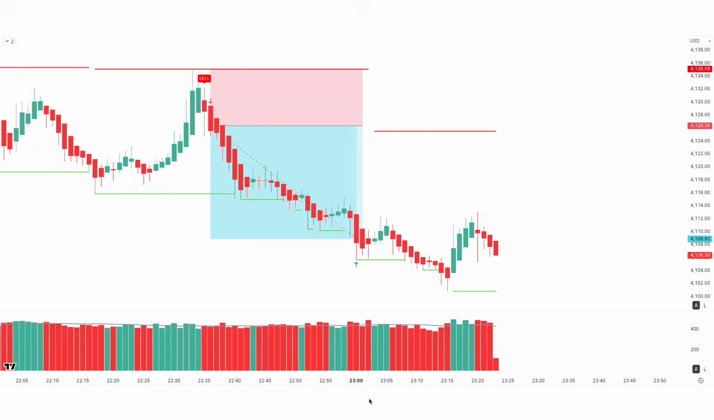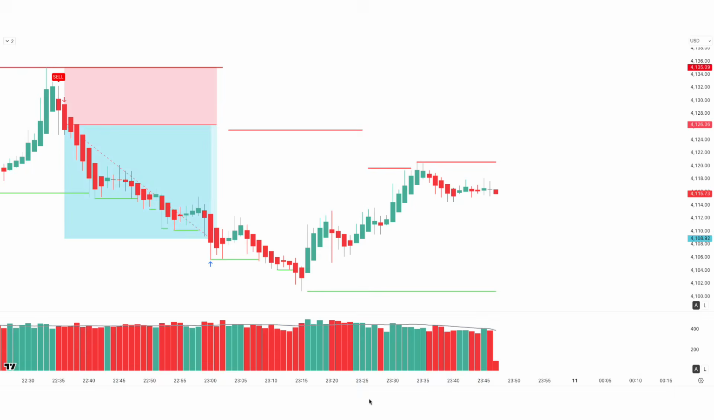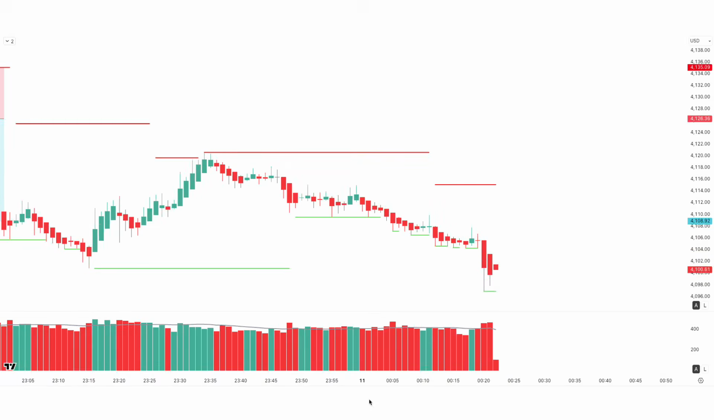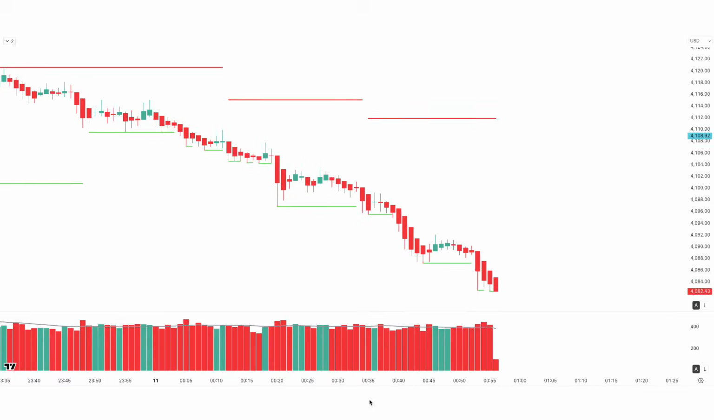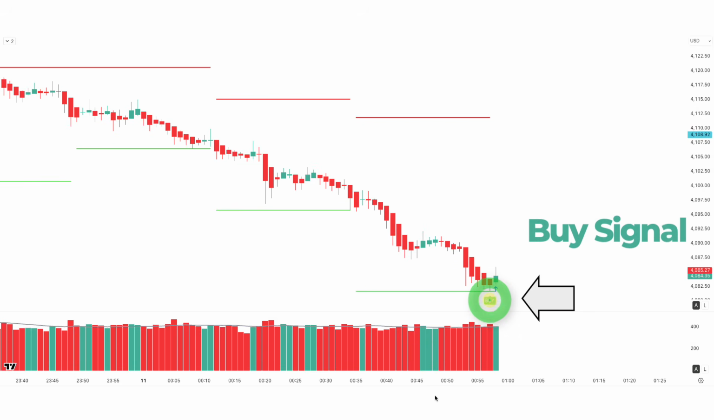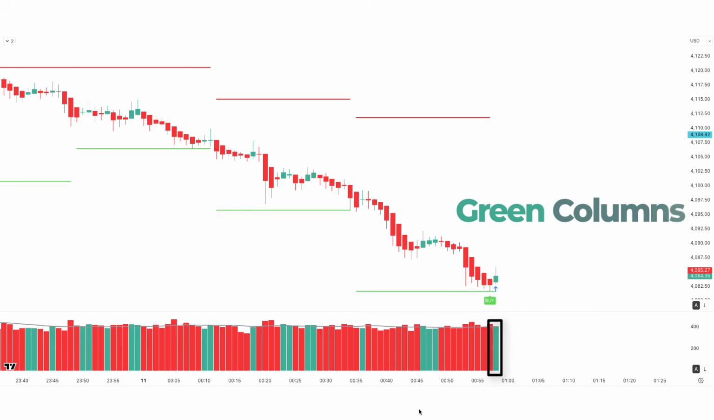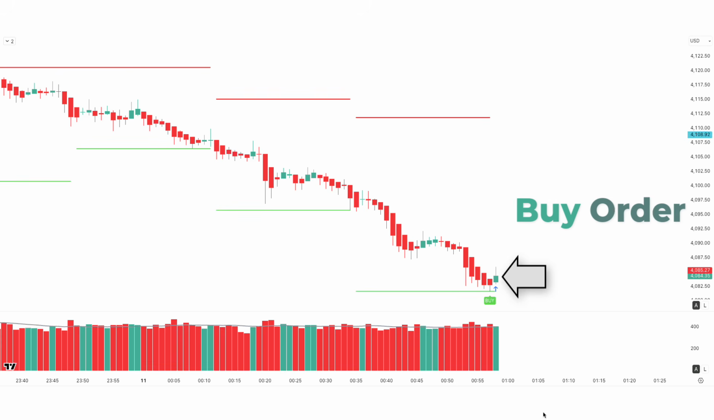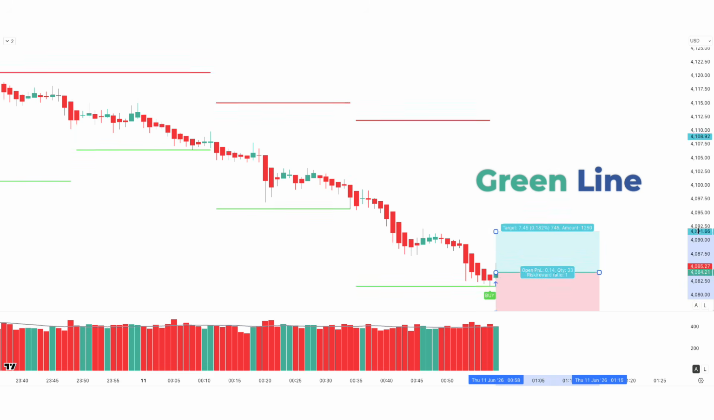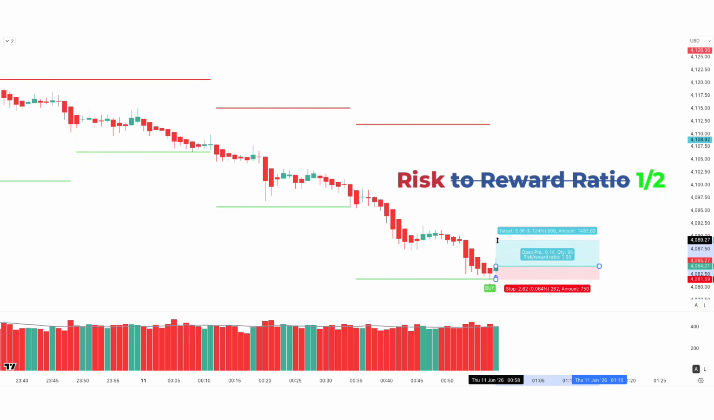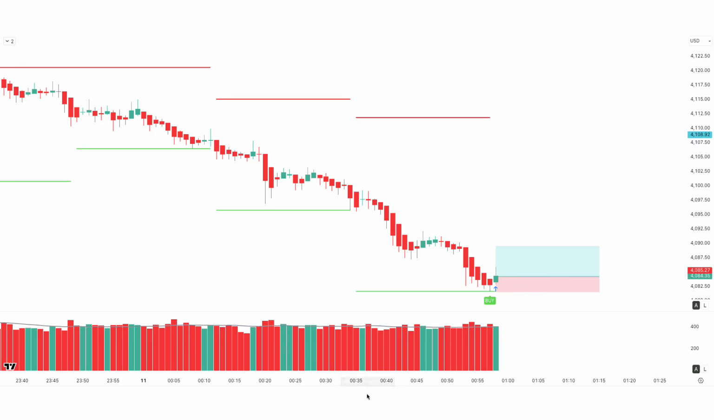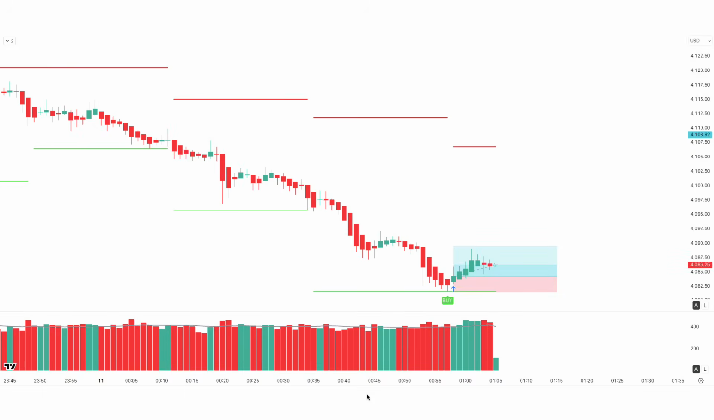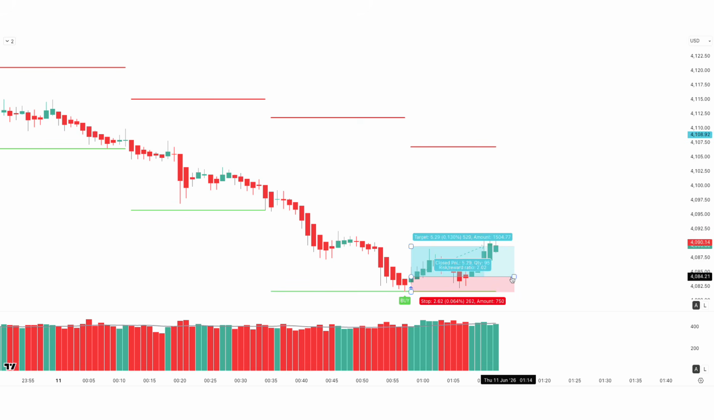Let us now understand the long position. When the Cap America SHIELD arrow up of this indicator is the buy signal, the Bank Nifty volume should be green columns, and the market forms a bullish candle. If this condition is fulfilled, then we will place a buy order. Our stop loss is to be placed at the green line, and the risk-to-reward ratio will be 1:2. The market has completely hit the target.